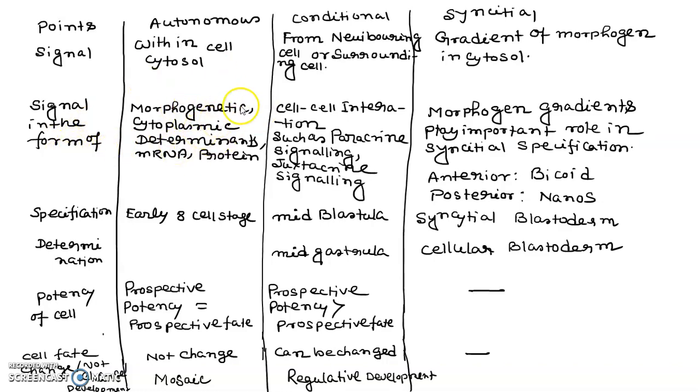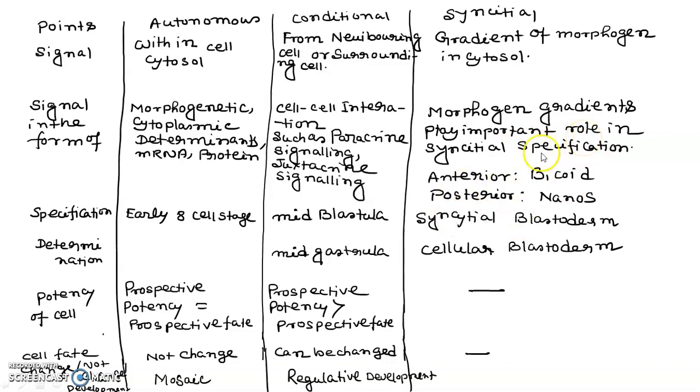The signal comes in the forms of morphogenetic gradient, cytoplasmic determinants, mRNA, and protein. Conditional specification is based on cell-cell interaction, such as paracrine signaling and juxtacrine signaling. But in syncytial specification, the morphogen gradient plays an important role. What is morphogen? Morphogen is a diffusible biochemical molecule. In our next lecture, we'll discuss what morphogen is and how it plays important roles.